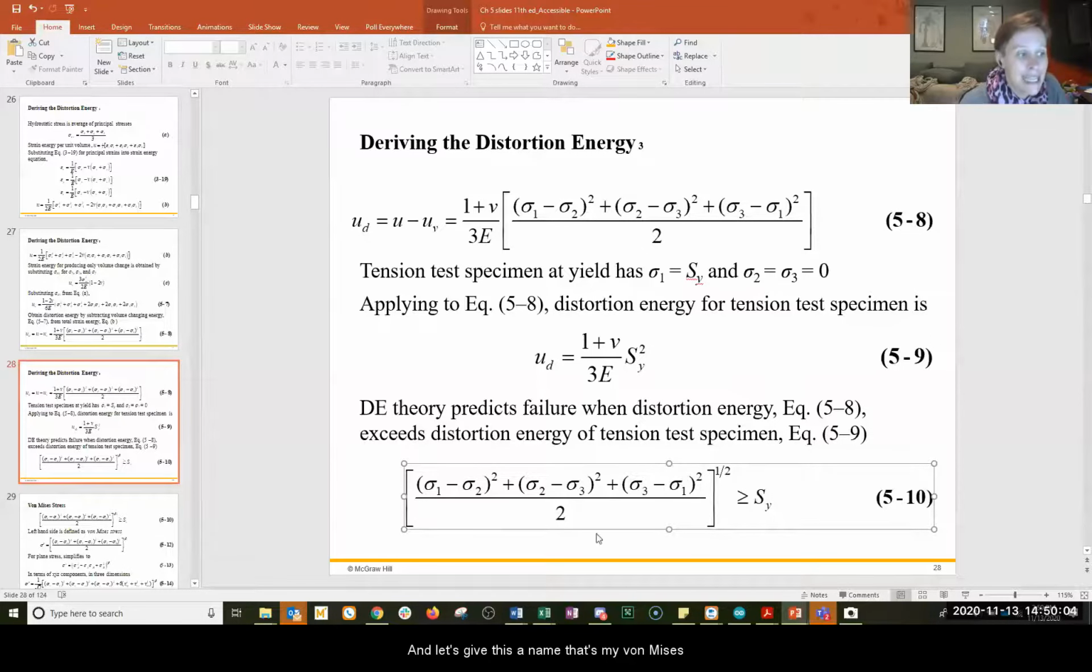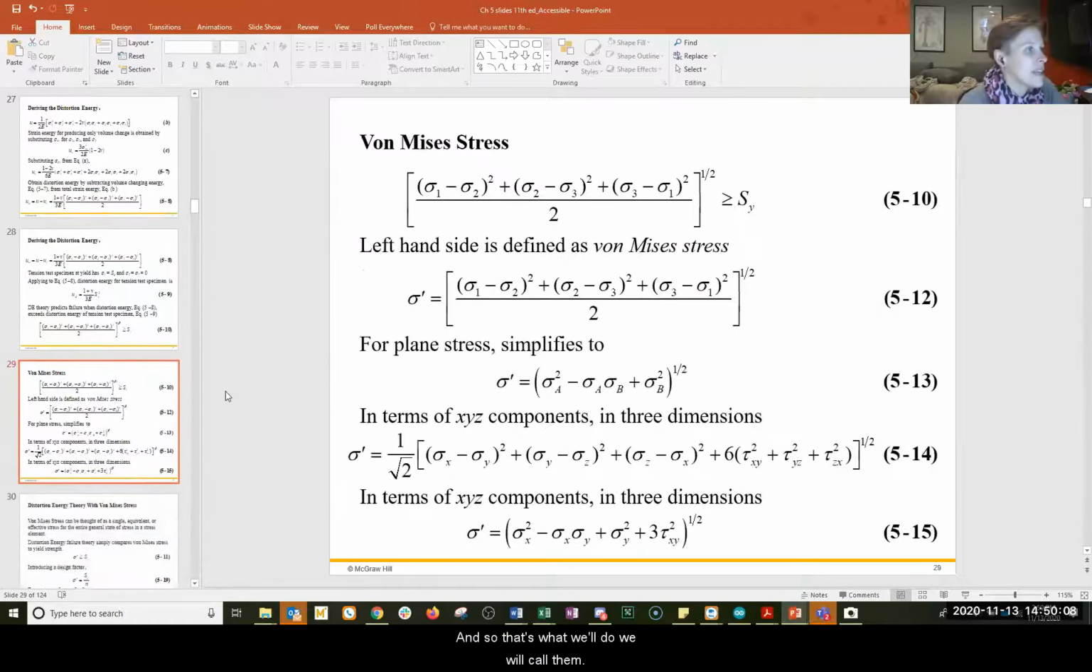And let's give this a name. That's my von Mises stress. Okay, and so that's what we'll do. We will call this left-hand side here, sigma prime, the von Mises stress, and we'll compare von Mises stress to strength to describe a factor of safety.